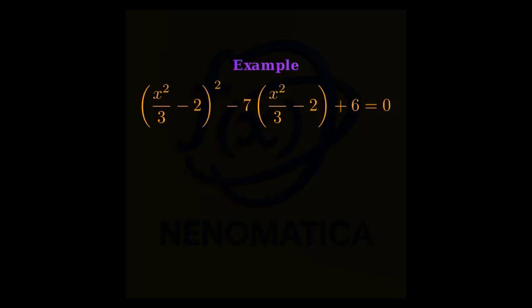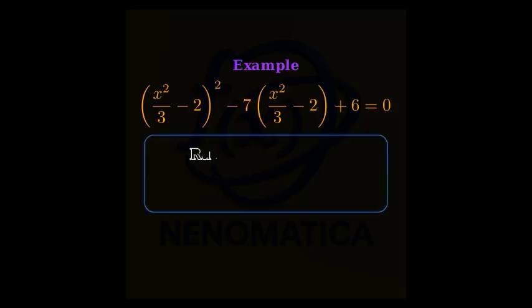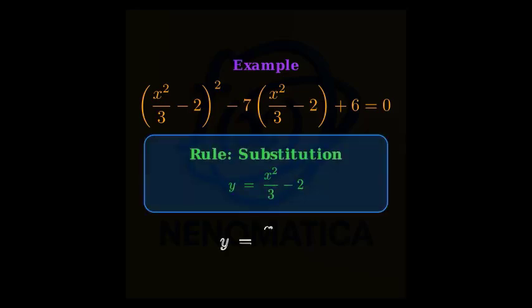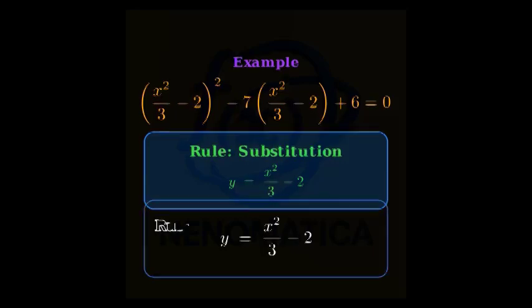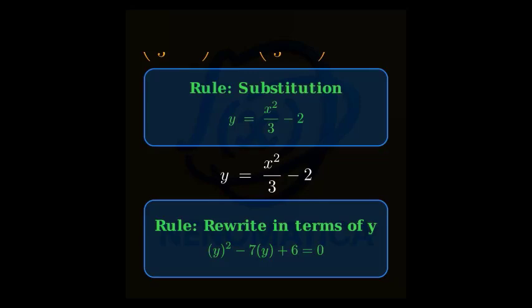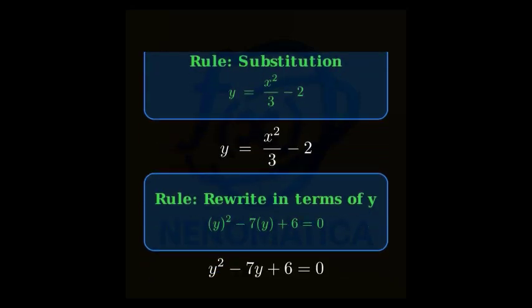Step 1. Identify the repeating part and introduce a helper variable. We'll use substitution. Let y equal x squared over 3 minus 2. This lets us rewrite the equation in a simpler form. Step 2. Rewrite the original equation using y. We are transforming a disguised quadratic into a standard one. Therefore, y squared minus 7y plus 6 equals 0.